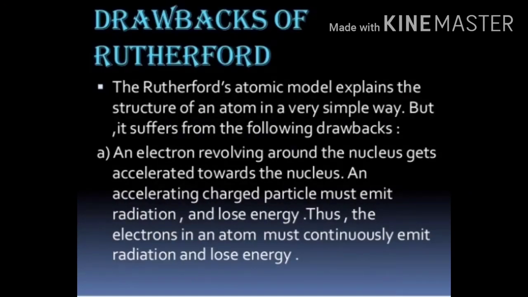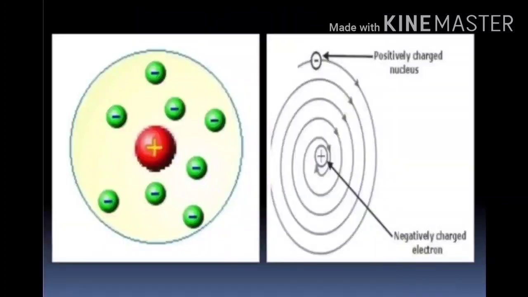But in this model there are also some drawbacks. The first drawback is that an electron revolving around the nucleus gets accelerated towards the nucleus. Hence, it loses energy continuously. Thus, by revolving, it continuously loses energy and acquires a spiral path, as shown in this figure. The revolving electron acquires a spiral path.